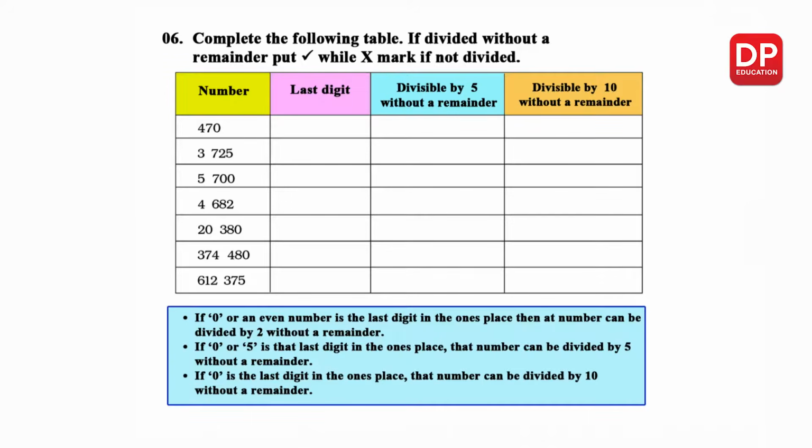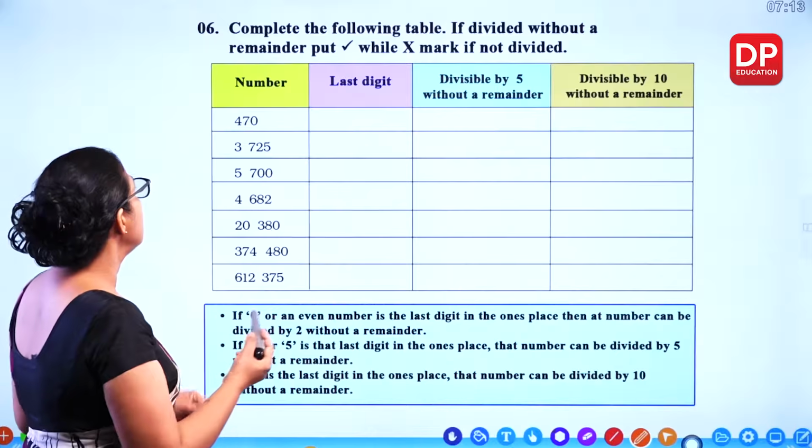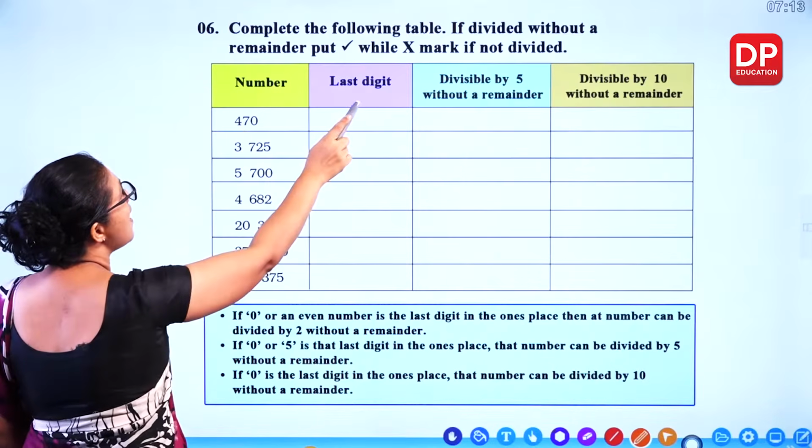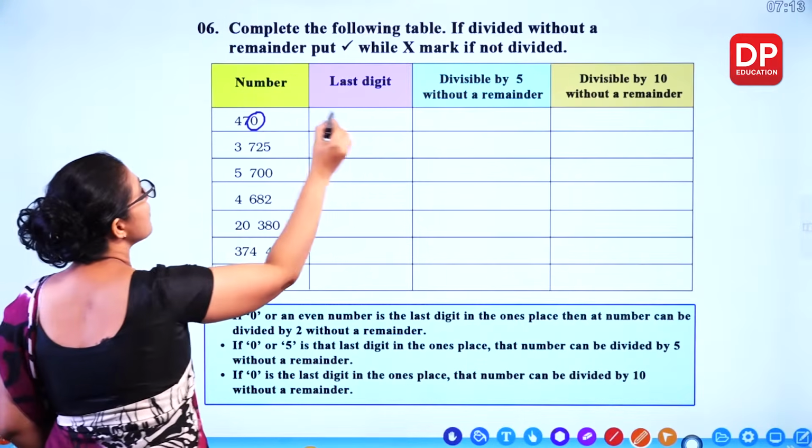Complete the following table. If divided without a remainder, put a correct mark, while a cross mark if not divided. So look at this number, last digit 0.